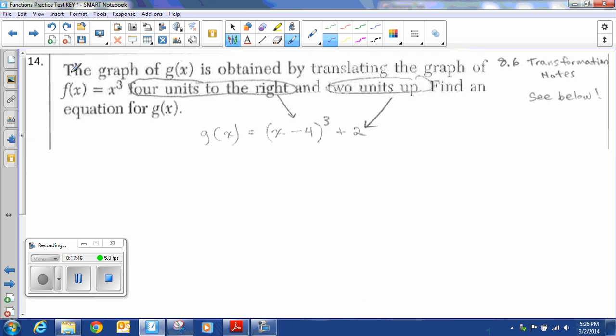So, number 14. We want to translate the graph of y equals x cubed 4 units to the right. So I know if it's going to be a horizontal translation, 4 units to the right means minus 4 inside the parentheses. 2 units up is going to be plus 2 outside the parentheses. And that's why this is your final answer. Number 15.